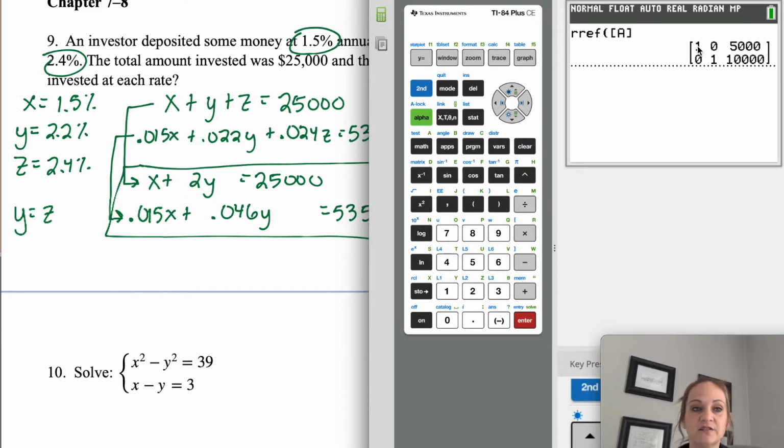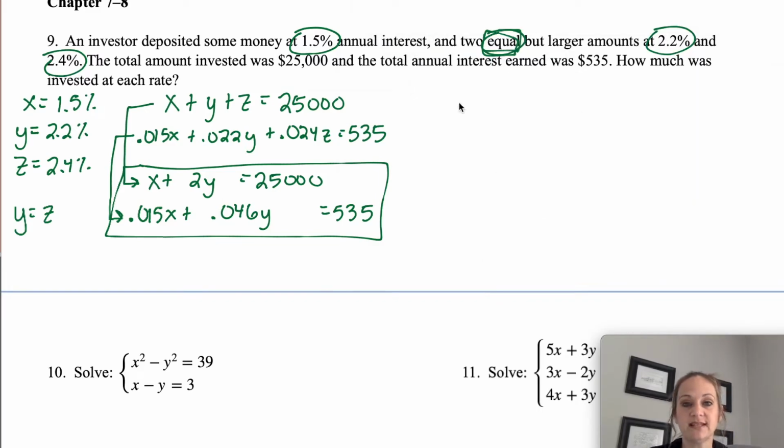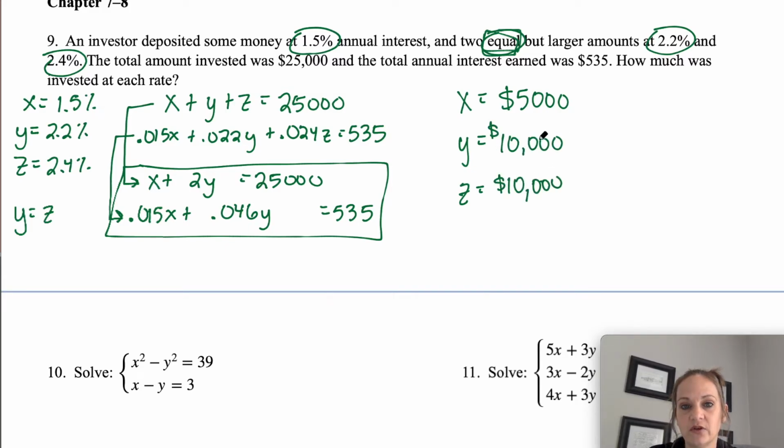And the X value, the 1.5%, represents that they invested $5,000 at the X value, and they invested $10,000 in the Y and the Z value. So X represents them investing $5,000, and then the Y and the Z represent them investing $10,000 each into both of those equal accounts.